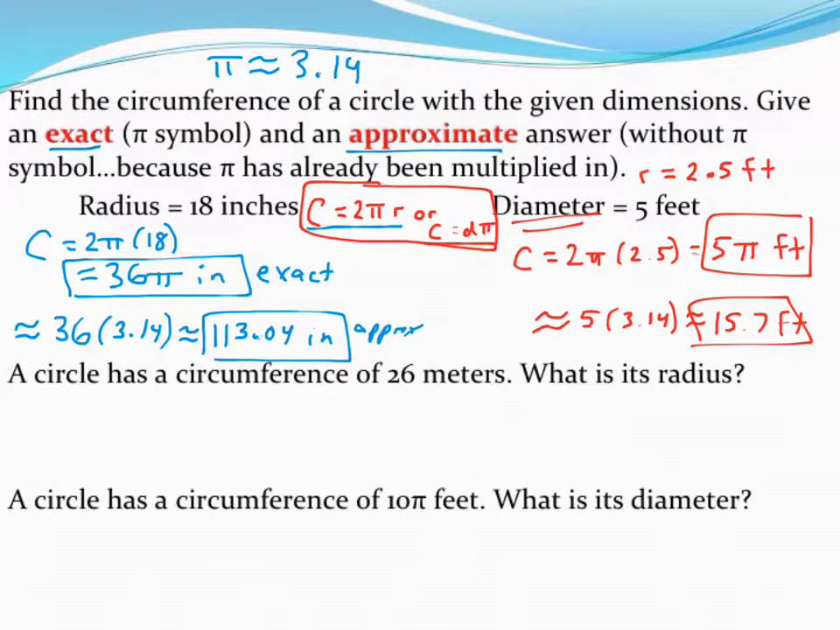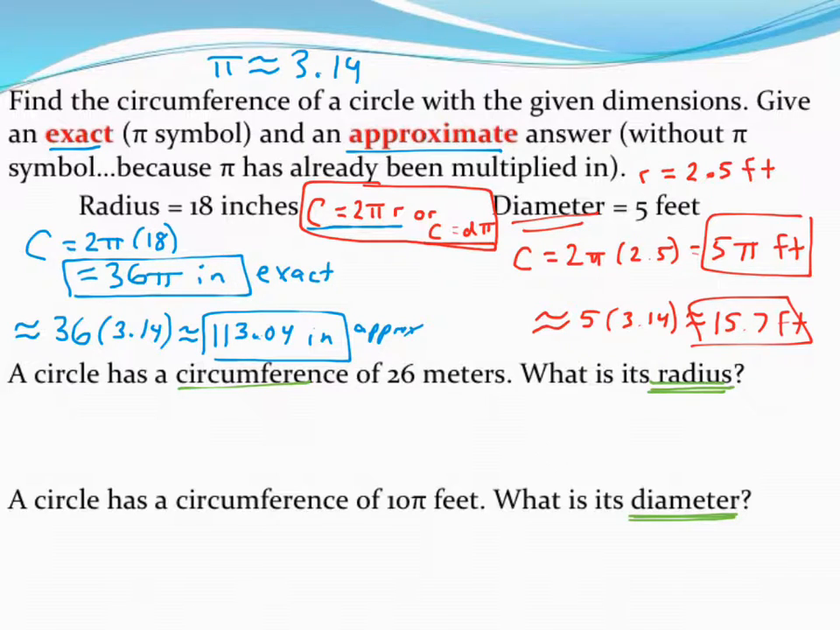Our last two examples have us working backwards. They've given us the circumference of a circle, and they asked us to either find the radius or the diameter. So be careful about what they've asked you to find. We'll find the radius first, but we're not always done with the problem. Sometimes we need to do one more step and find the diameter. So watch out for that. They try to get you with these problems, so watch out.